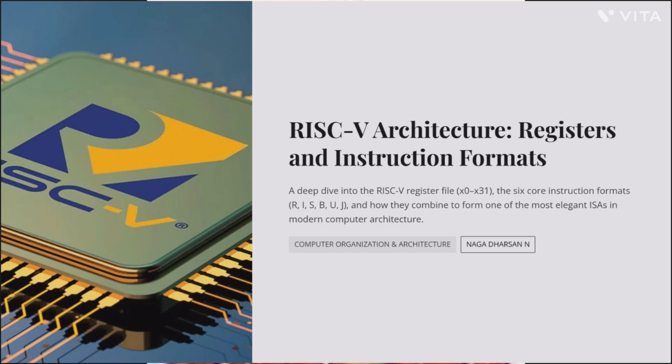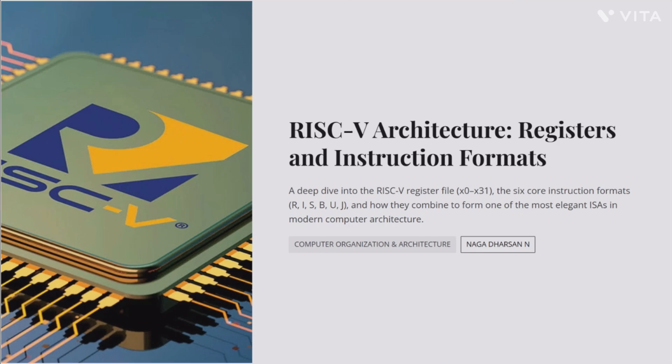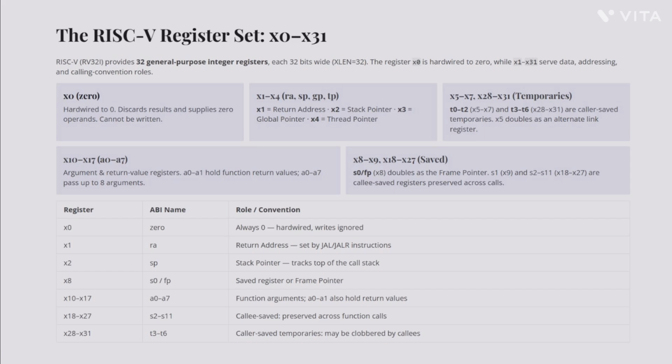So the RISC-V architecture has a register file of 32 registers, X0 to X31, which is the notation being used. The 6 core instruction formats are R type, I type, S type, B type, U type, and J type. And how these combine to form one of the most elegant ISAs in modern computer architecture is what we are going to see now. Coming to the instruction set, there are basically 32 general purpose registers in RV32I, which means there are 32 registers and each is 32 bits wide. So these 32 registers will always be fixed.